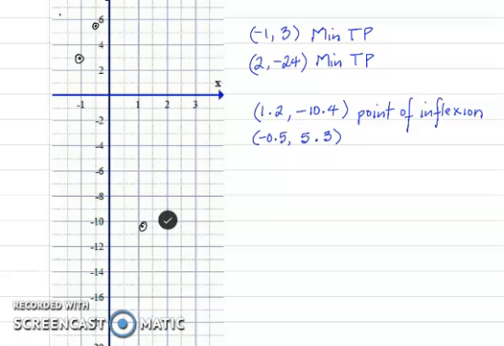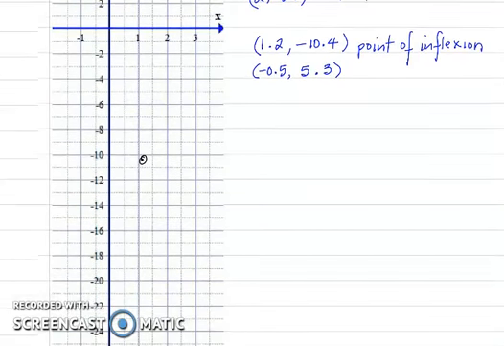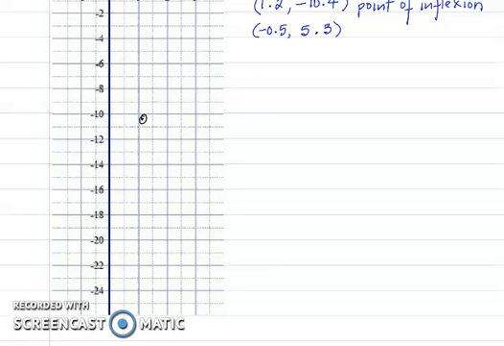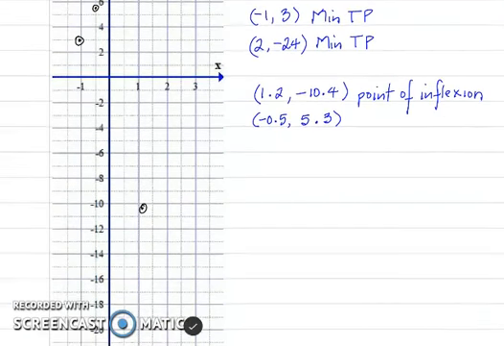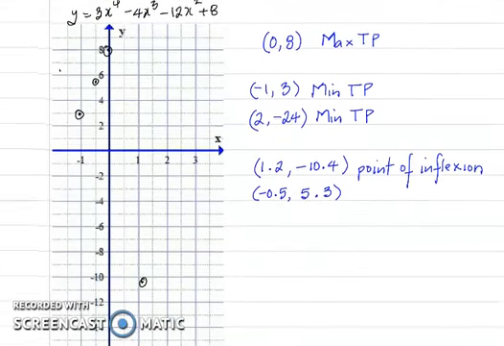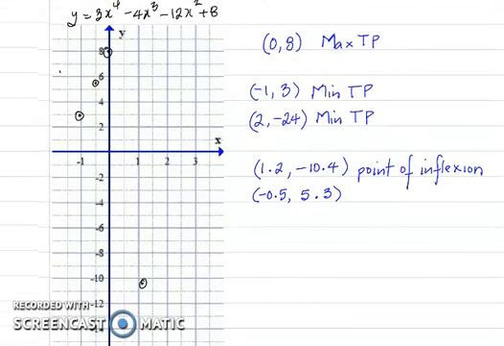And the final point is 2, minus 24. 2, minus 24 is all the way down here. And 2, minus 24 will put me here. And 2, minus 24 is a minimum turning point. So with that information, let's see if we can draw a graph. Let's start off with the only maximum turning point, which is 0, 8. So I have a minimum and then a maximum turning point.